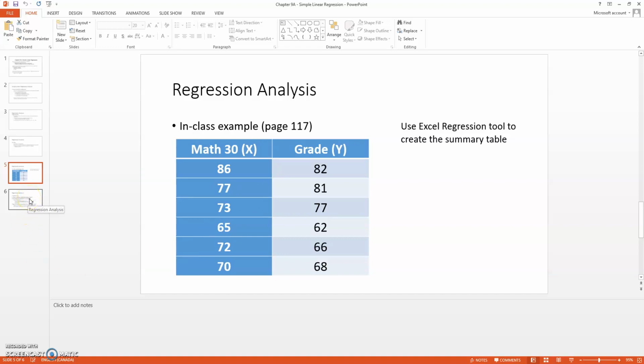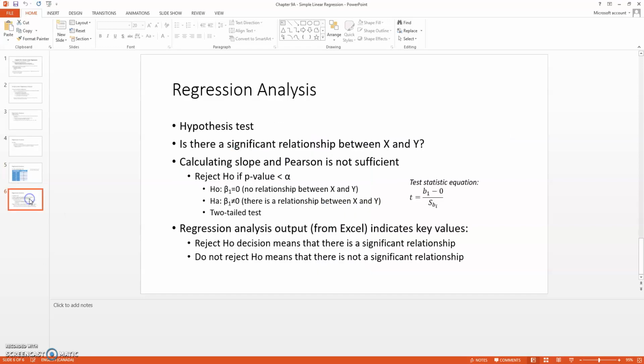We're going to come back, work on this example, because ultimately what we want to do is test to see if there is a significant relationship. We're going to use the slope to test to see if there's a significant relationship. So I'll come back to this slide after we run some of our numbers.